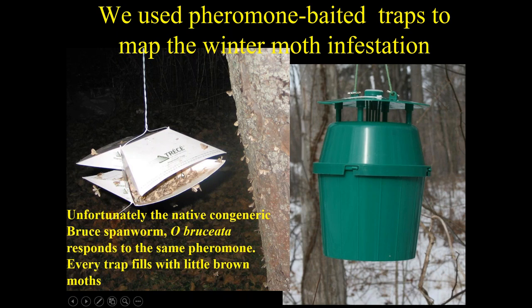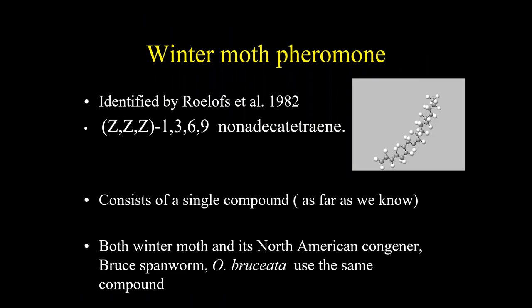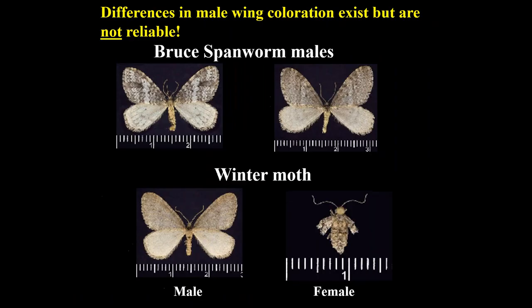Well, moths and sticky traps are difficult to deal with, so we quickly went to this high capacity trap. The pheromone lure is placed right there. The moths fly in and they drop down through a funnel into this lower part where there's an insecticide that kills them. So you can fill several hundred moths into these traps and they're all in good shape for subsequent studies. All right. Well, this shows the Bruce spanworm and winter moth.